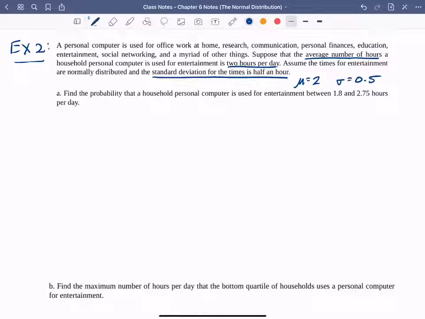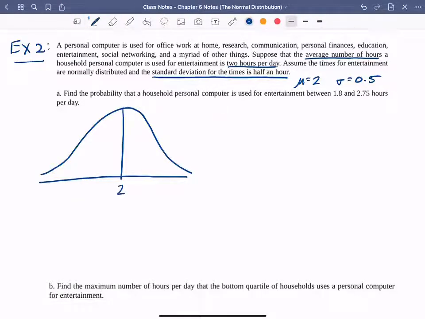Now it says, find the probability, here's what A says, that a household personal computer is used for entertainment between 1.8 and 2.75 hours per day. So here's what it looks like graphically, more visually. So we know the average is 2. We have 1.8, and we have 2.75. We are looking for this piece in here.